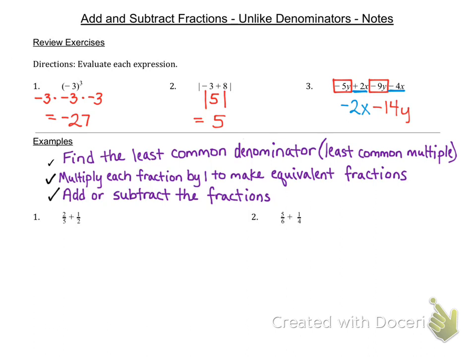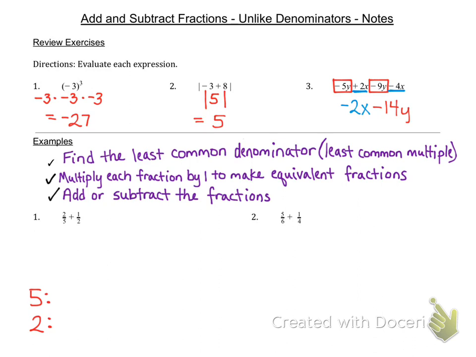So number 1, we have 2/5 plus 1/2. So first thing we're going to do is find the least common denominator. So I'm going to take both of our denominators, so one of them is 5 and the other one is 2.